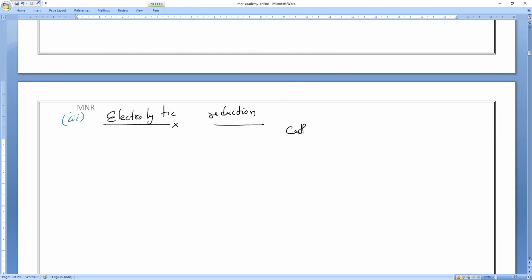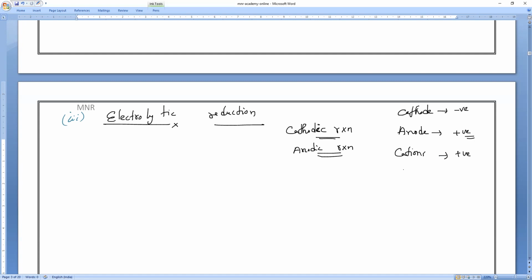What is that? At the cathode one reaction will take place, that is what we will call the cathodic reaction. And another one is the anodic reaction. So at the cathode one reaction will take place and at the anode another reaction will take place. Keep it in mind, cathode means negative charge and anode means positive charge. Understand? And cations, what do you mean by cations? Positive.